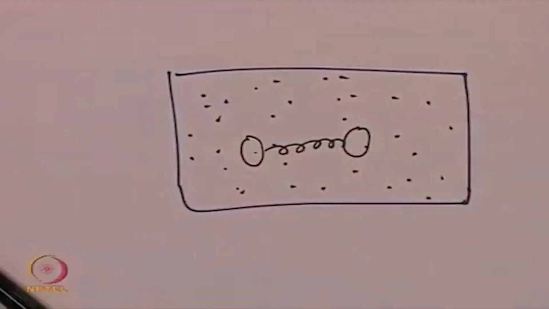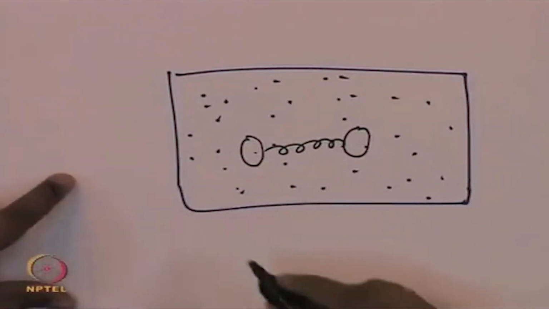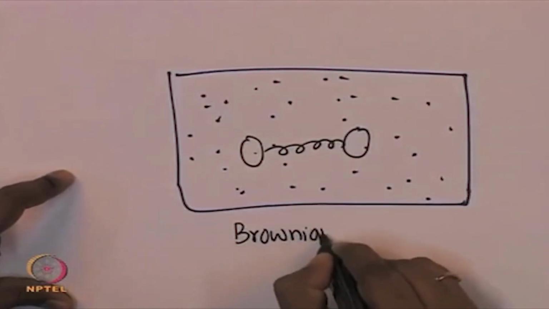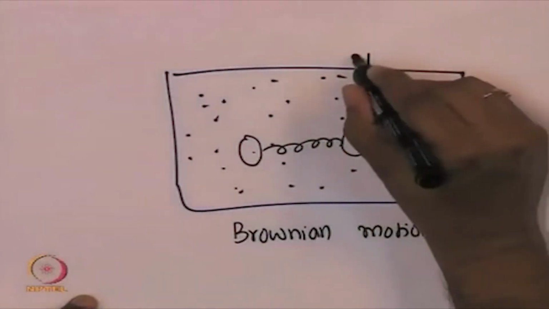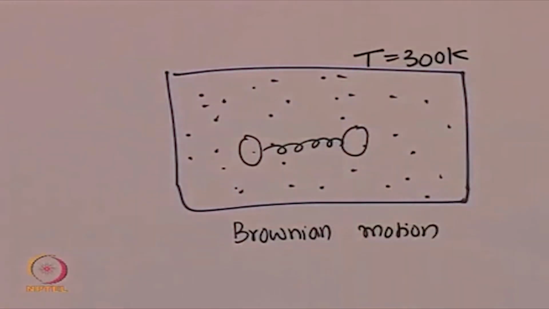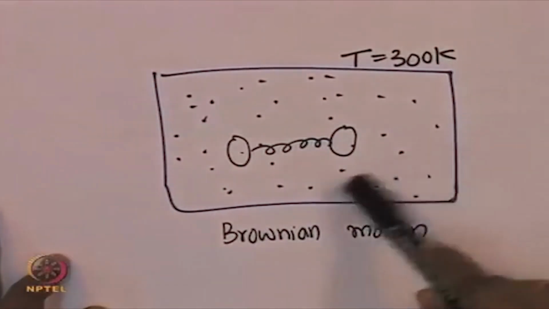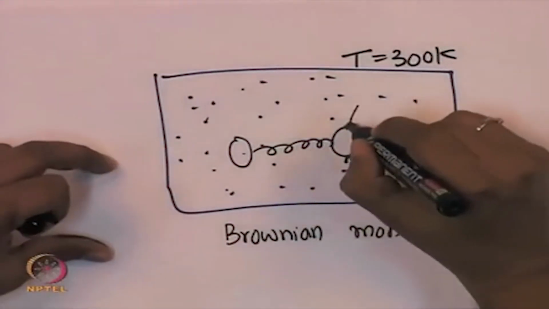Now, imagine there is water. These dots represent water, and all these water molecules do Brownian motion. Why do they do Brownian motion? Because they are all at some particular temperature T, which is typically around 300 Kelvin. At this temperature, all these water molecules do zigzag motion. When they do zigzag motion, they go and hit these atoms from all sides.